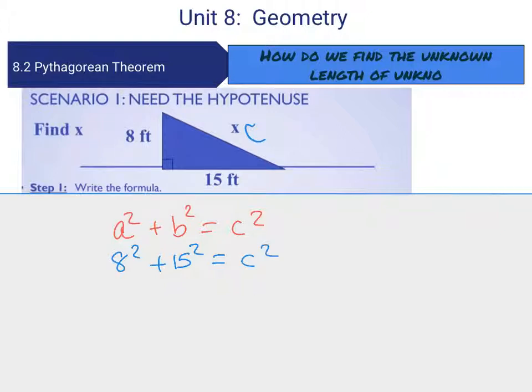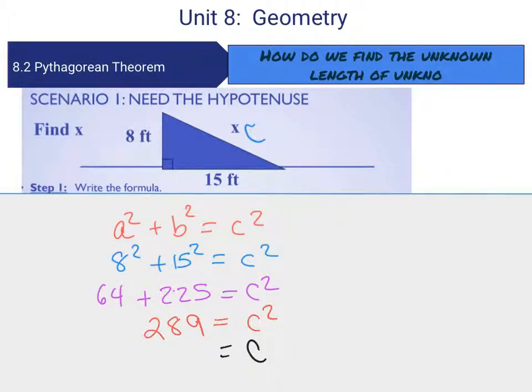So then I follow the steps. Order of operations, 8 squared is 64. 15 squared is 225. That's what C squared is. Together, 225 plus 64 is 289. And if I know that C squared is 289, then they're asking me, well, what is C? Like, what times itself gave you 289? Well, you could either memorize your square roots, or you could take the square root of that, which is 17.